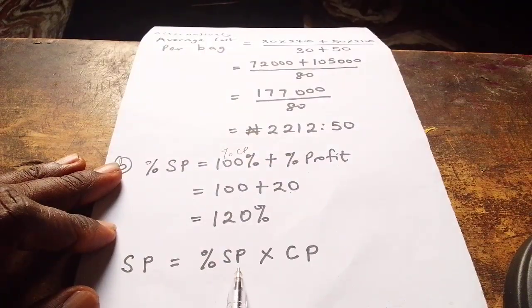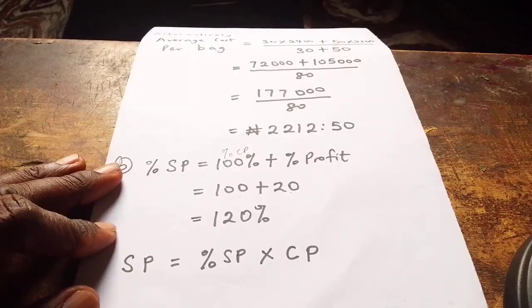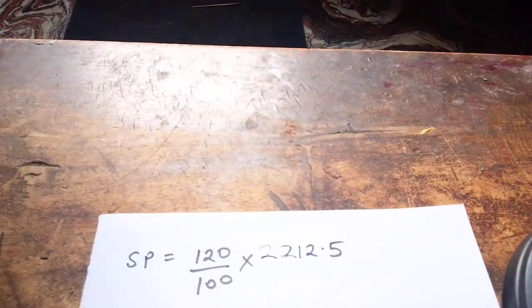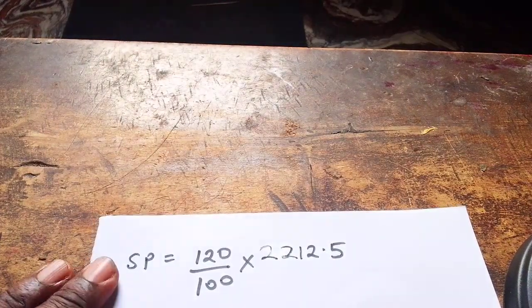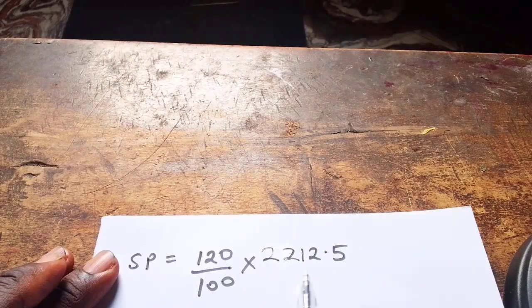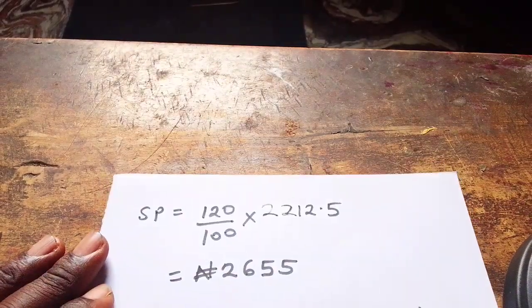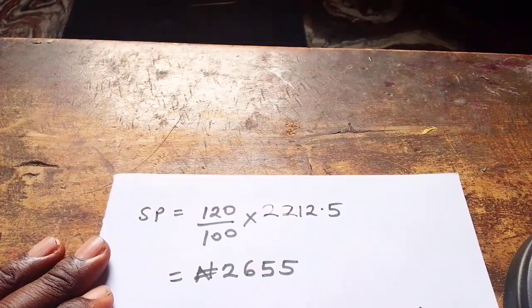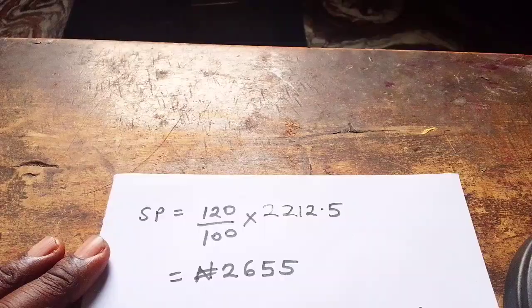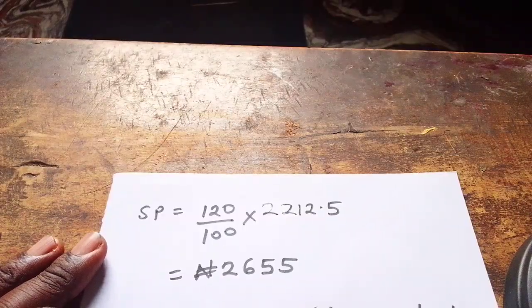So that means the selling price will now be the percentage selling price times the cost price. So the percentage selling price will now be 120 over 100 times the cost price, which is 2,212 naira 50 kobo. So this will now give you 2,655 naira. Now, let's look at another example.